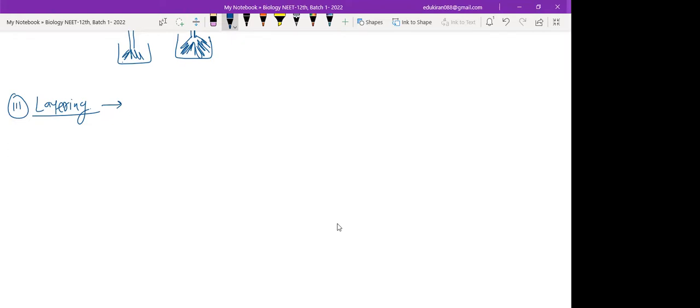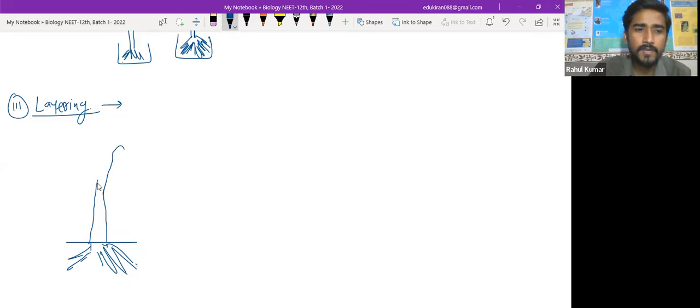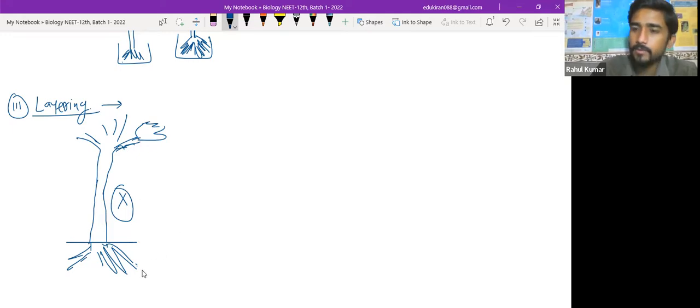But for a plant which has a very long stem system, suppose this is the ground, it has roots, okay, and it has a long, unbranched stem, and then branches start somewhere here, very high up from the ground. So can we do layering for this kind of plant? No, because this branch which has leaves, we will not be able to lower it back to the ground. Clear?